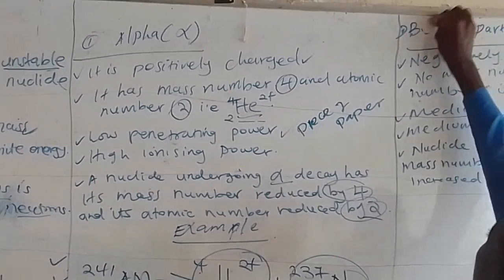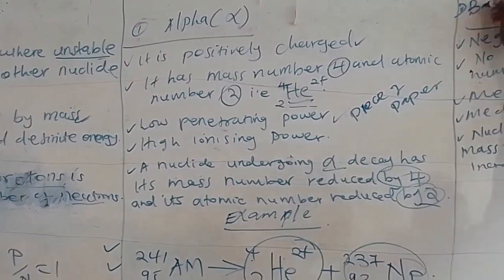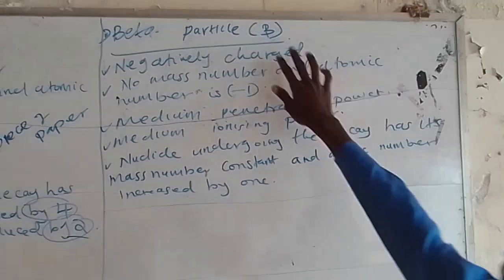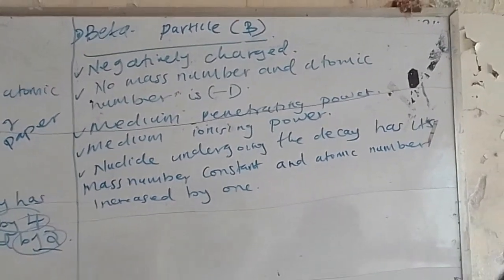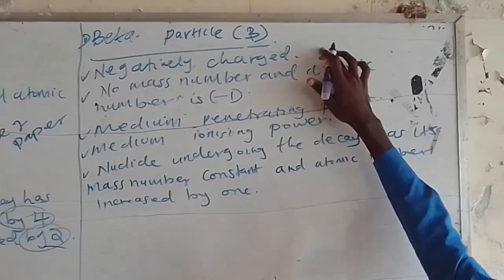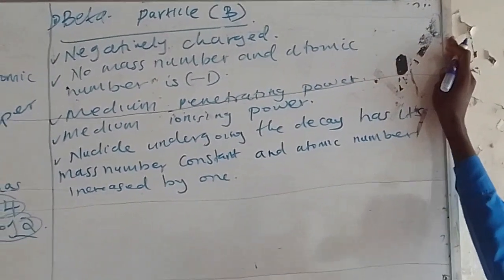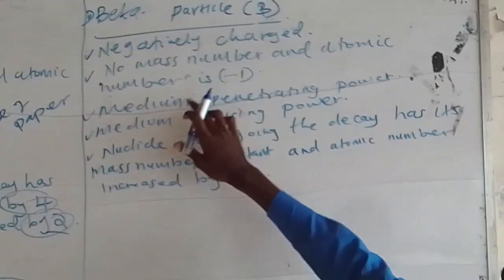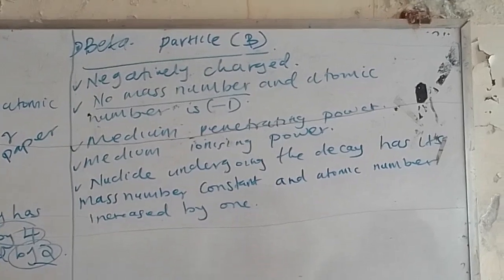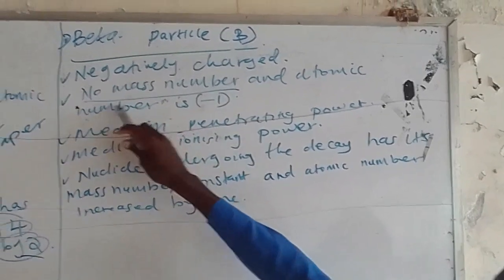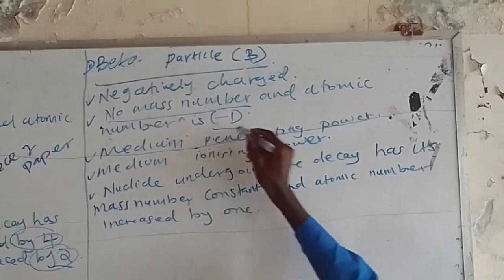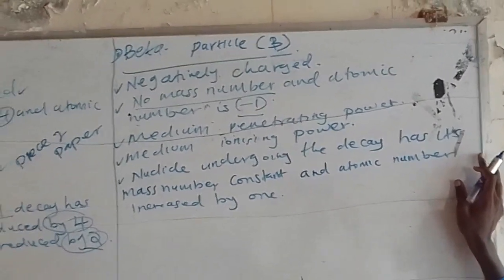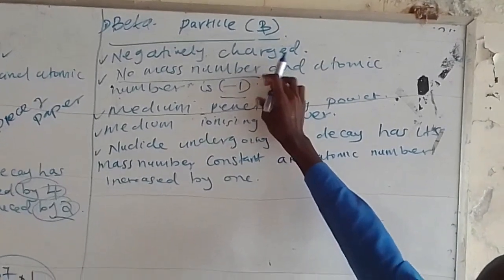Let us correct the spelling. The beta particle, that is number 2. It is simple, it's not too hard. The features now. The first feature, it is negatively charged. Remember, the alpha one was positively charged. Then the second one, no mass number and atomic number. Remember, the alpha particle had mass number 4, atomic number 2. But the beta particle has no mass number, but the atomic number is -1. We can simply say that it represents the electron, they are negatively charged.